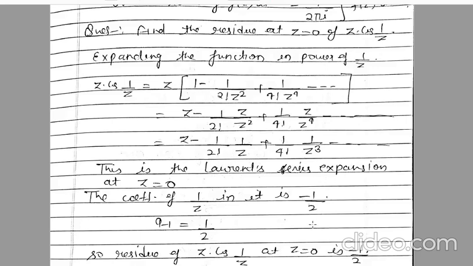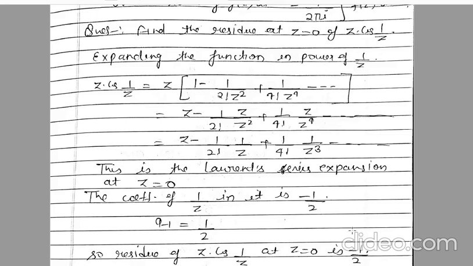So residue, that means you are getting a pole, and the pole is of order 1 here. 1 by z means, as I have already told you, you can write the coefficient of the negative power 1. That means a minus 1. So what is the value of a minus 1 here? A minus 1 value is 1 upon 2 factorial, so that will be your residue. So a minus 1 is equal to 1 by 2. That means the residue of z into cos 1 by z at z equal to 0 is minus 1 upon 2.